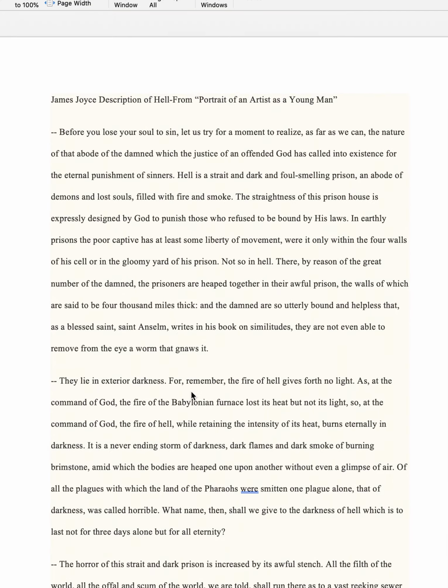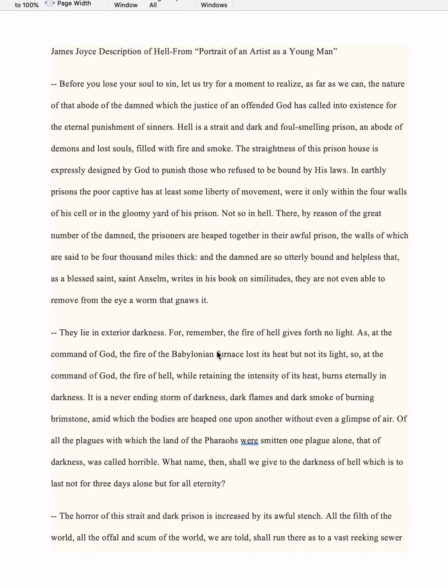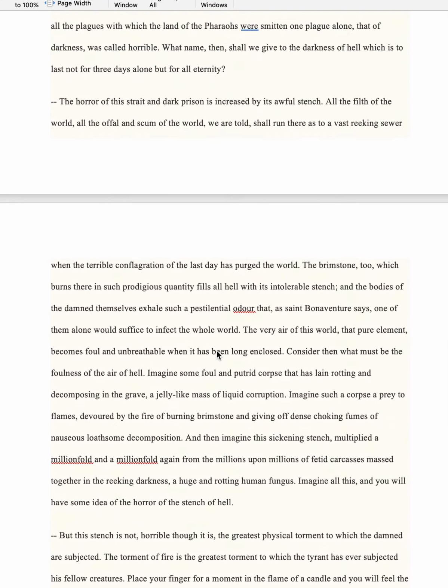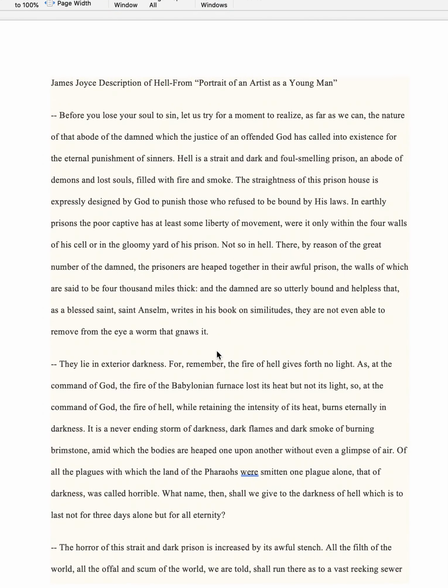So the takeaway here is I want you to look at what parts of this essay are powerful and what parts of this essay are weak, based on the description. And also note that it's all third person. The focus is on hell, not the person who's telling us this story.